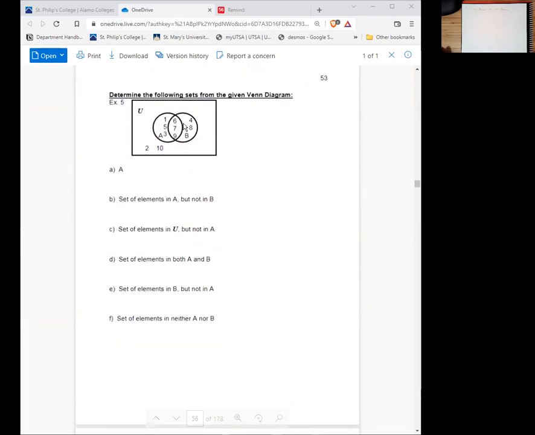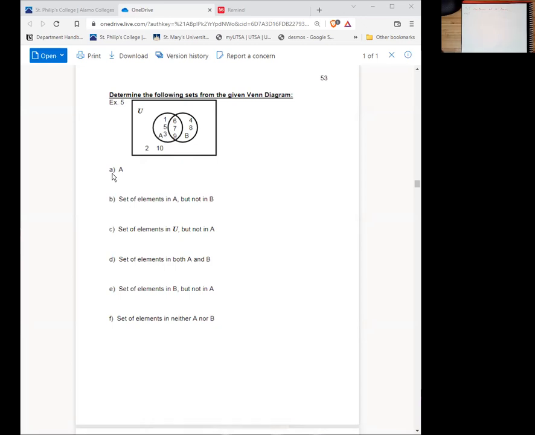So let's do example 5. This time they're giving us the actual Venn diagram. Venn is just some guy's name, who cares? So here they have a set A, which is this circle, a set B, which is this circle, and then they ask you what is inside the following sets. So they ask you, okay, what's in A, right?